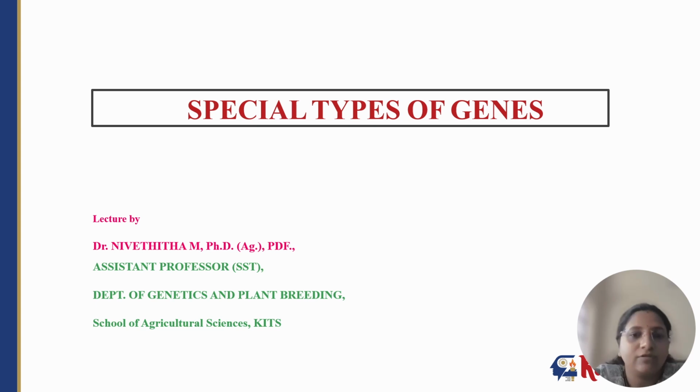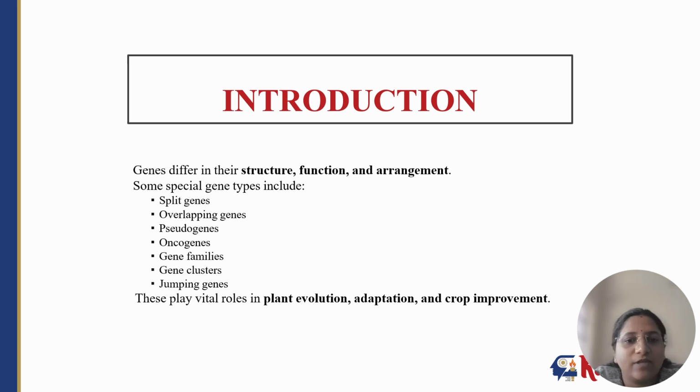Welcome all to this lecture called Special Types of Genes. In this lecture we are going to see the structure, function and arrangements of genes, which differ in these aspects, and also some special types of genes called split genes, overlapping genes, pseudogenes, oncogenes, other gene families and jumping genes. These all play very vital roles in plant evolution, adaptation and crop improvement.